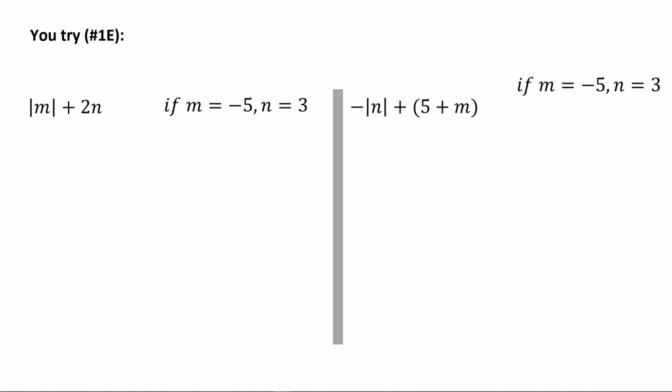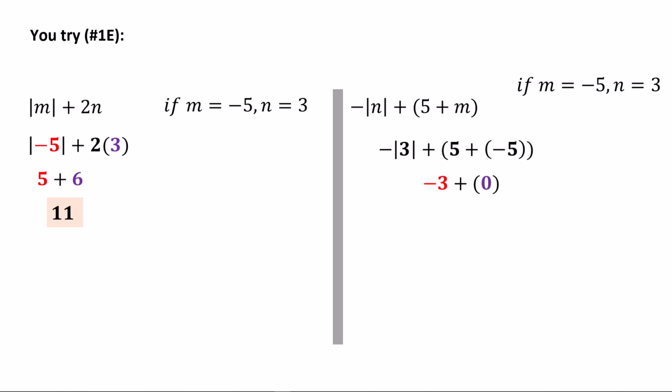Try these two. In this first one, m is negative 5 and n is 3. We replace those and notice that m is inside absolute value. So it's the absolute value of negative 5 plus 2 times 3, which evaluates to 5 plus 6, which is 11. In the second expression, it's the negative absolute value of n plus parentheses 5 plus m. We replace m with negative 5, n we replace with 3, and so it's the negative absolute value of 3 plus 5 plus negative 5 evaluates to negative 3 plus 0, which is negative 3.